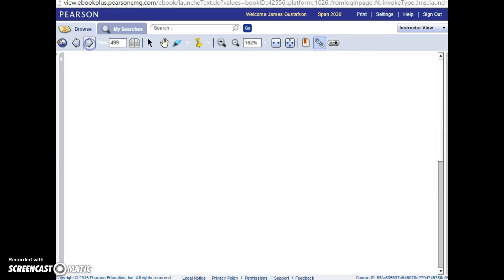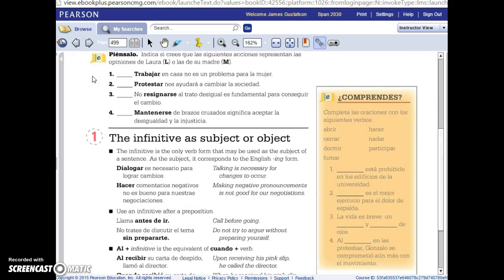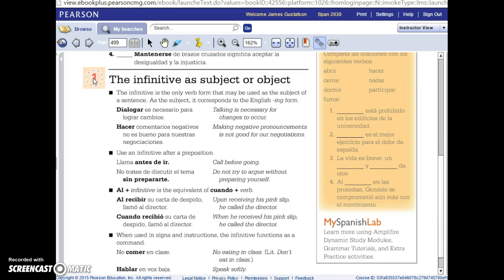Okay, and then the second piece of grammar for this half of the chapter is, wait for this to come up here. Okay. So this is the infinitive as subject or object of verb. So as you know, the infinitive is the verb before it's been conjugated, when it ends in AR, ER, or IR. That's the infinitive. And the infinitive is used a little bit differently in Spanish than it is in English. And they kind of explain it here for you.